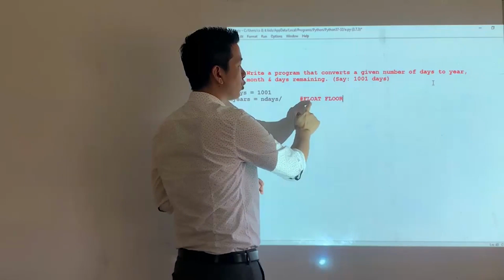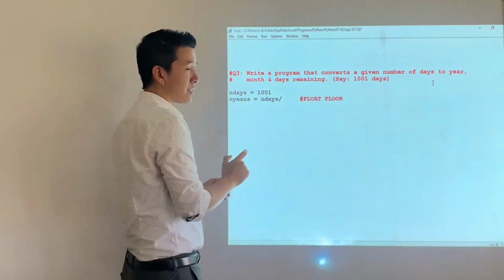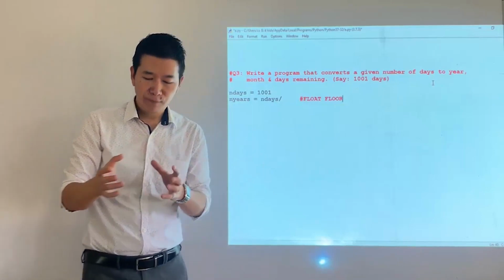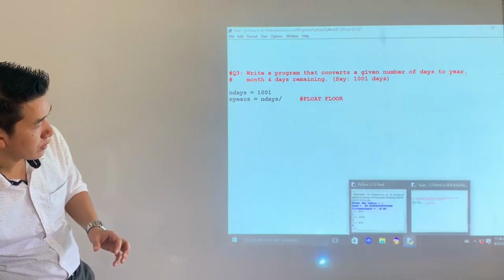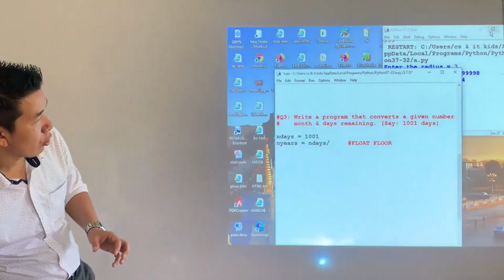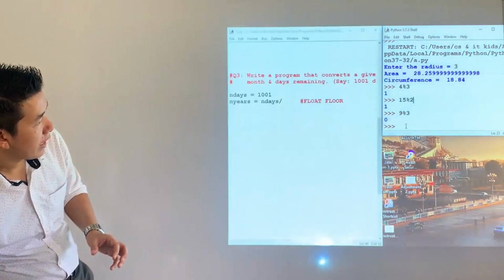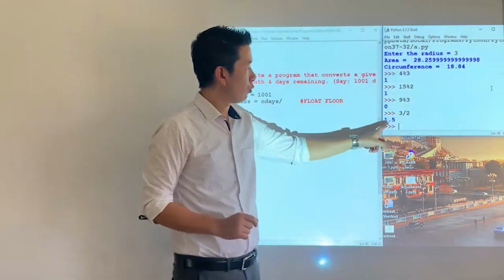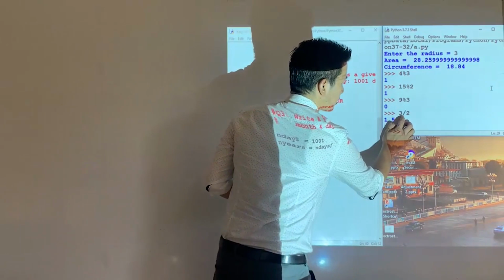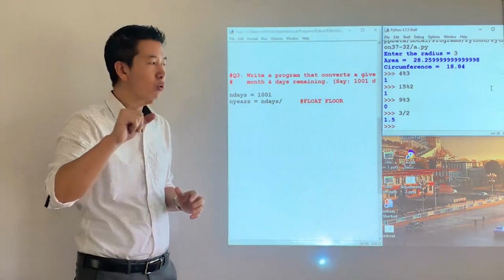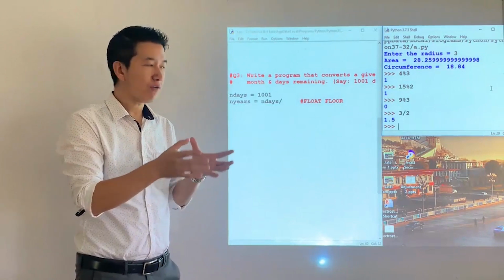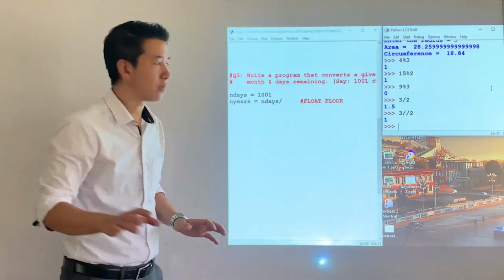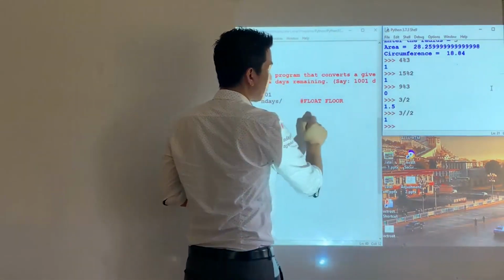Float means the quotient will be in the form of a real number. Say if you divide 3 by 2, you will get the answer as 1.5. I think it's a good idea to show you this, it will help clear the concept. Let's say I have 3 divided by 2, the answer will be 1.5. So this operator is called float, and you get the answer in the form of float. However, if I have this, you will get the answer as just 1. This is what is meant by floor.